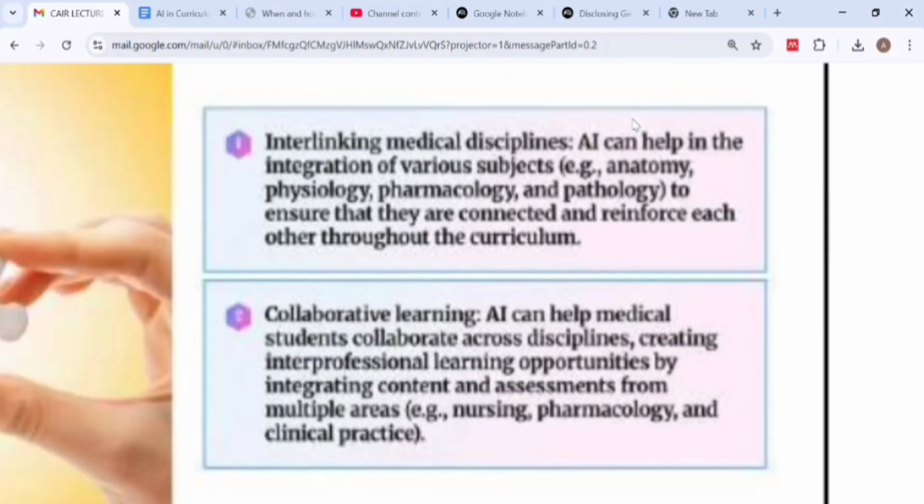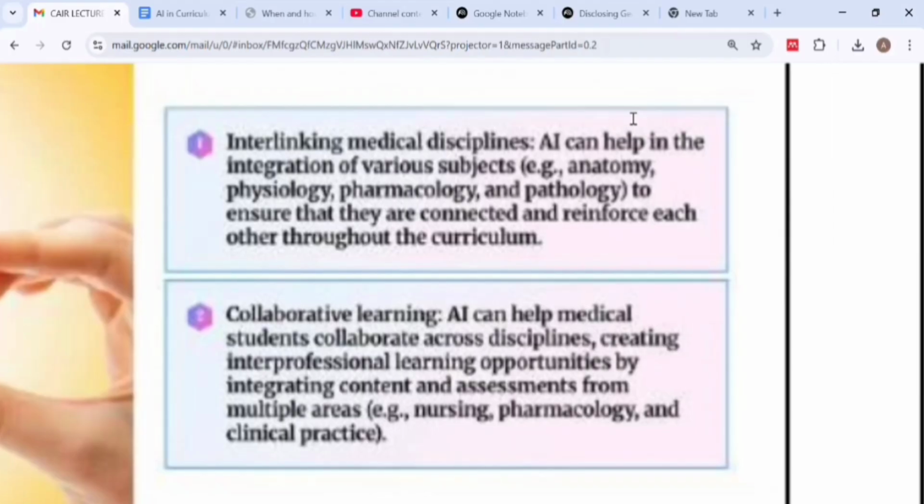Collaborative learning. AI can help medical students collaborate across disciplines, creating interprofessional learning opportunities by integrating content and assessment from multiple areas like nursing, pharmacology, and clinical practice.